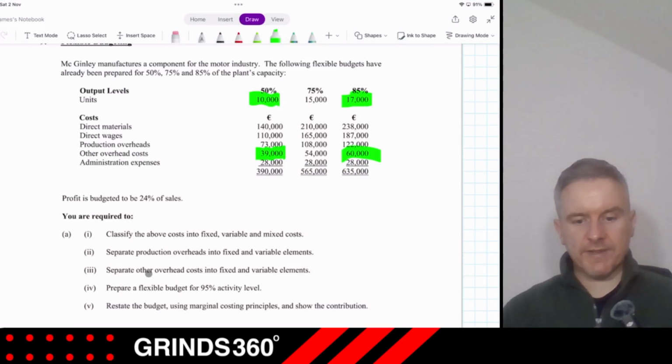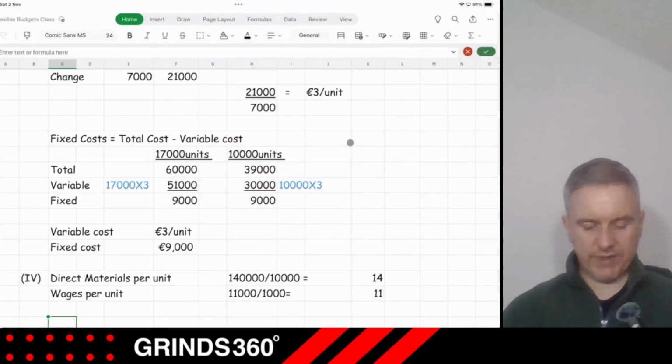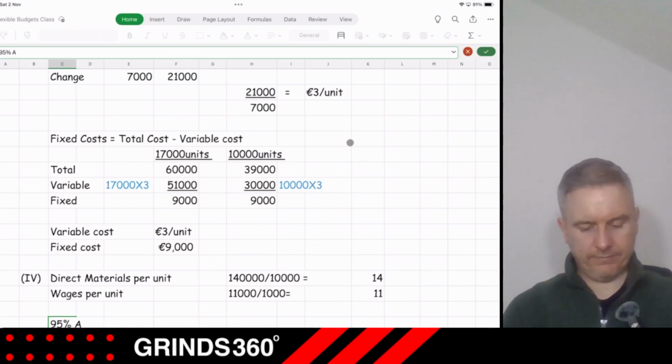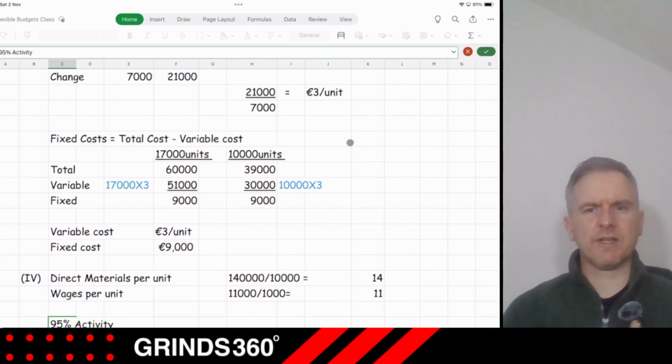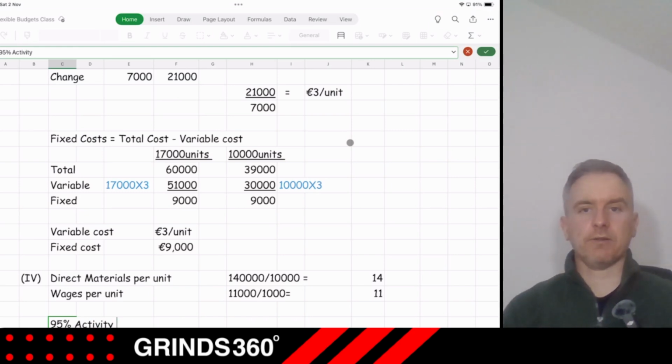Now, they're asking us to state this for 95% level of activity, okay? At the minute, they've given us a 50, a 75, and an 85. So again, be consistent on this. If you want to get 95% activity, and actually, I suppose I should just explain what we mean by that. When you have a factory, okay, there's a certain amount you are going to be able to produce. There's a capacity, okay? You can only produce a certain amount in the factory. And that could be due to space, it could be due to the number of machines that are in there. There's kind of factors that are going to limit what you can actually produce.